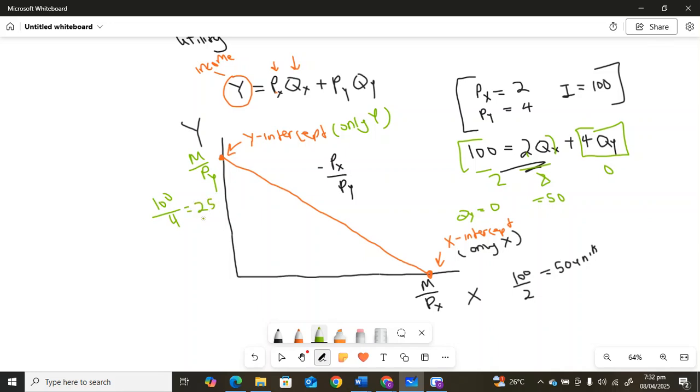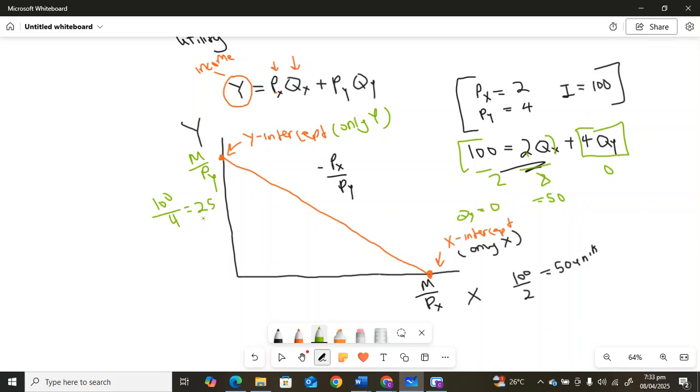If you spend all your income on good y, you can only buy 25 units of good y. Okay, so that's what the intercepts tell you. The y-intercept, if you're only buying good y with all of your money. The x-intercept, if you're only buying good x with all of your money.